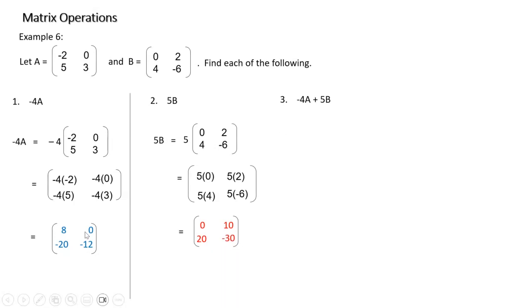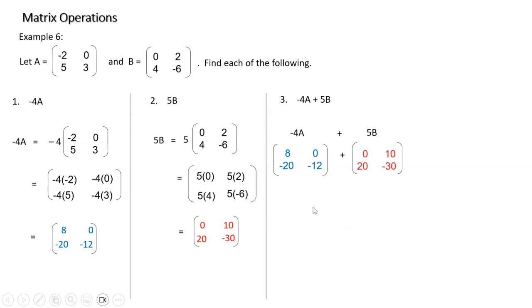Now we're going to add them. So for number 3, we already know the result for negative 4A, because that was number 1. And also we already know the result for 5B, because that was number 2. So now we're just going to add them. That was the result in blue plus the 5B, which would be plus 0, 10, 20, negative 30.